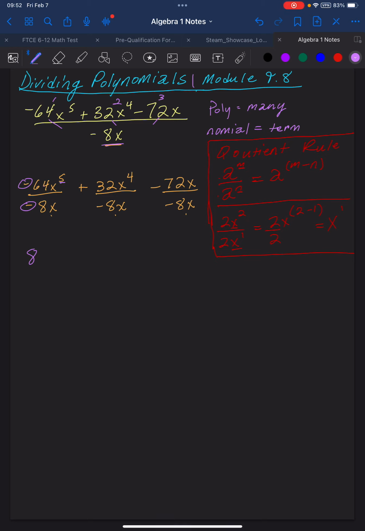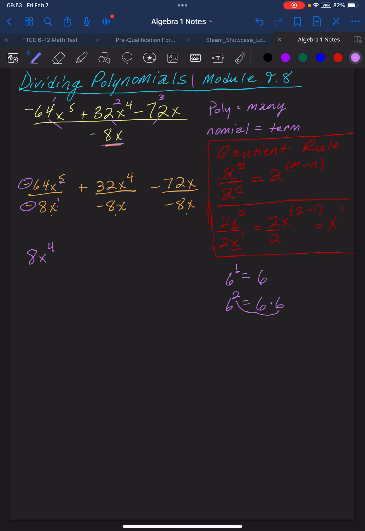This is 5. Even though there's no 1 here, technically this is 1 because anything raised to the power of 1 is itself. Right? If I had 6 raised to the power 1, it's going to be 6, because if you notice, I only have 1 six. If I have 6 raised to the power 2, this tells me I have 6 times 6. And if you notice, look, it matches up. I have 1, 2 sixes. Same thing here. So 5 minus 1 is 4. So I'm going to have 8x raised to the power of 4.